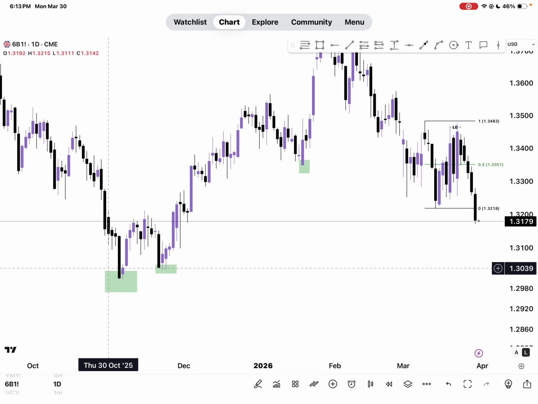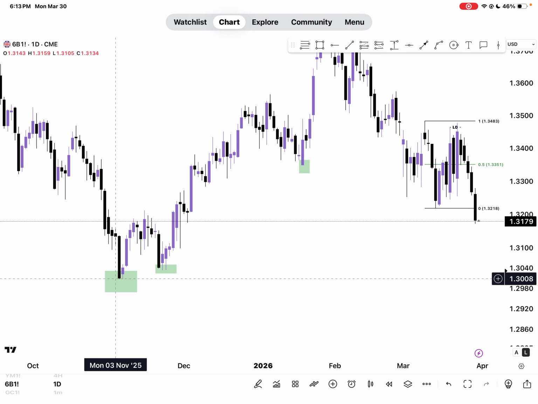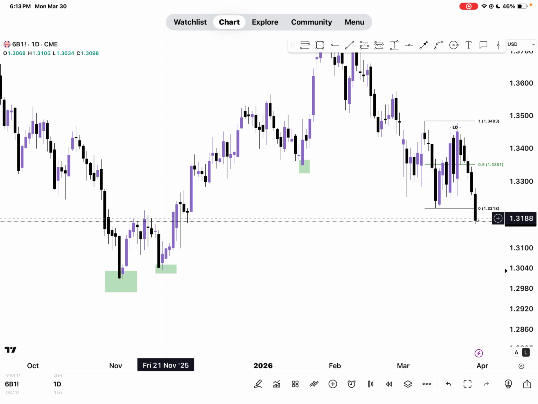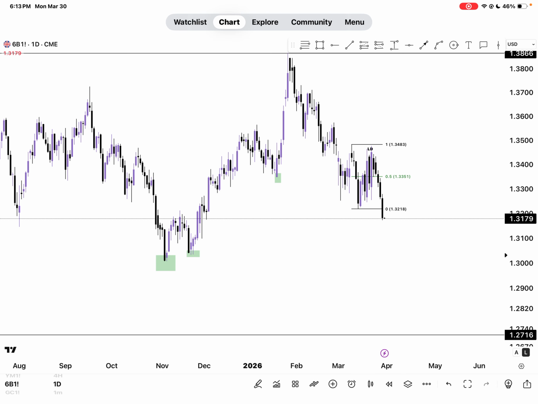Or I should say specifically, a structural point rendered into a liquidity point, because it was a structural point when we were bullish, but now because we're bearish, it has now been rendered into a liquidity point. All right, so cool. That's what we're looking at here on the British pound futures.